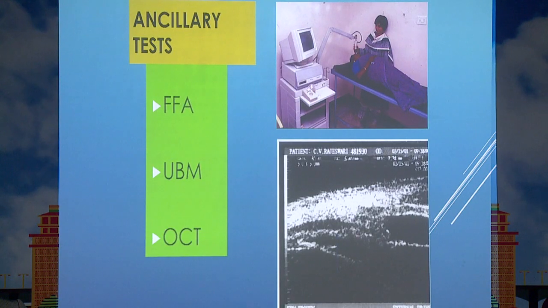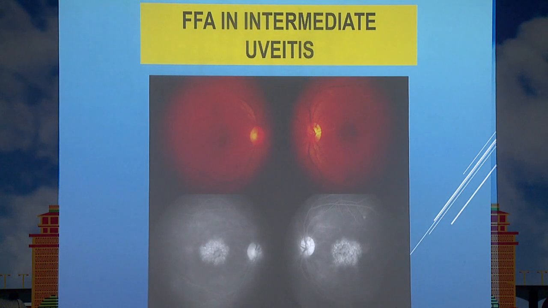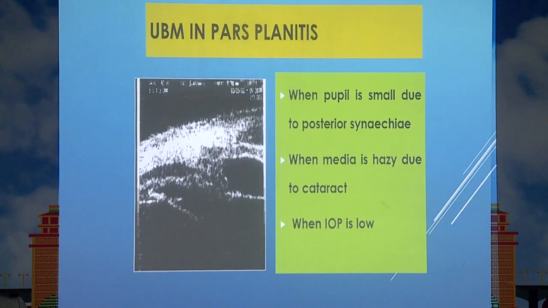The ancillary tests we do are angiography, UBM, and OCT. Usually it shows a petalloid appearance on angiography, particularly when there is a macular edema.